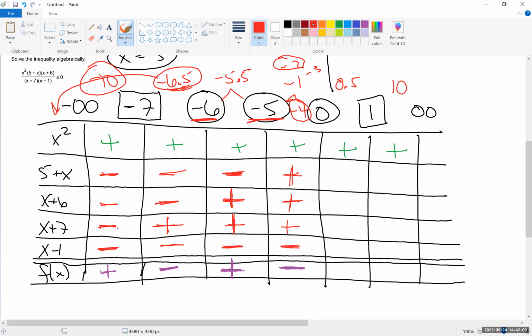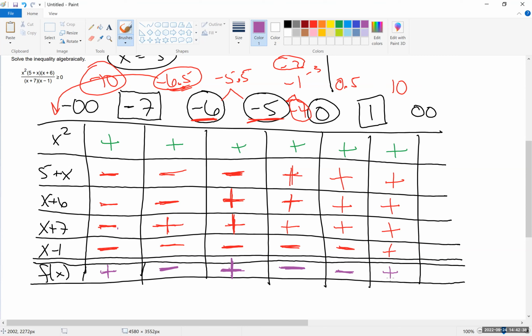1/2. If we do 1/2 plus 5, that's positive. 1/2 plus 6 is positive. 1/2 plus 7 is positive. 1/2 minus 1, that's -1/2. 1 negative means it's negative. And the last one, 10 plus 5, that's positive. 10 plus 6 is positive. 10 plus 7 is positive. 10 minus 1 is 9, that's positive. The last one is positive.